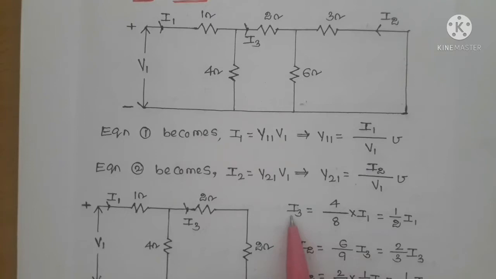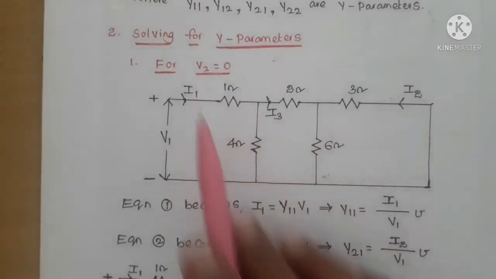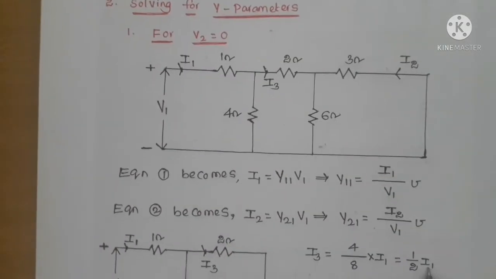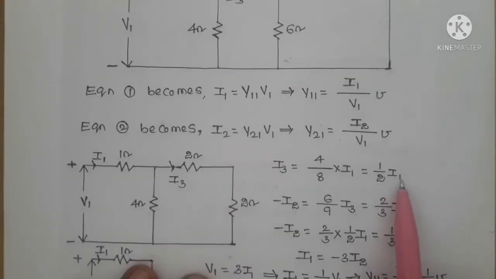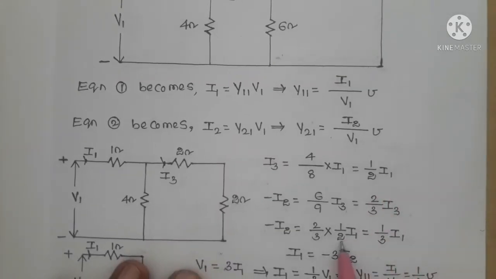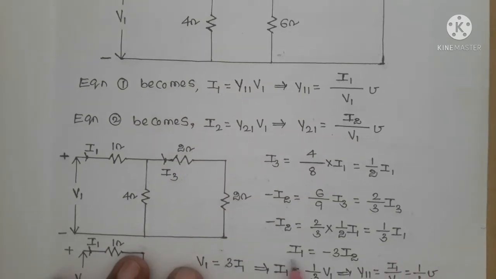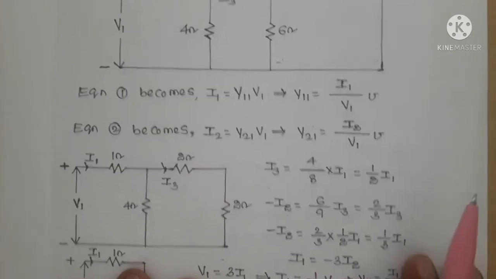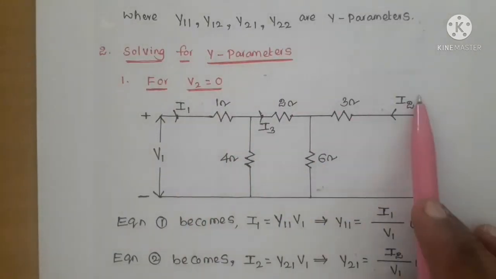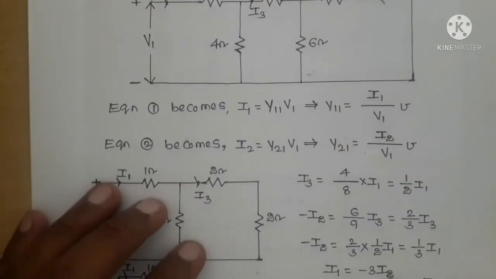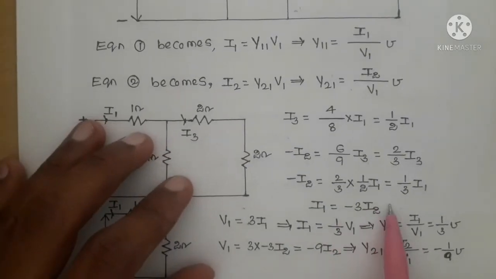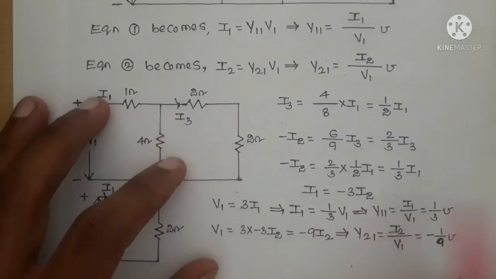Again, I3 as a function of I1: I3 equals 1 by 2 I1. So substituting I3 equal to 1 by 2 I1, finally we get minus I2 equal to 1 by 3 I1. So I1 equal to minus 3 I2. This is the connection between I1 and I2. The I1 and I2 relation is I1 equal to minus 3 I2.